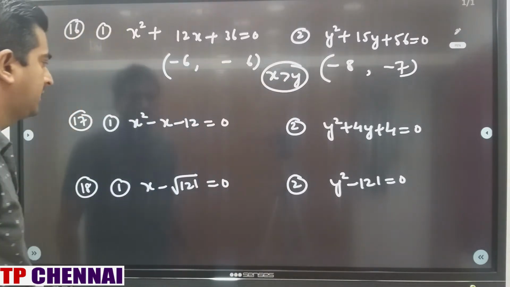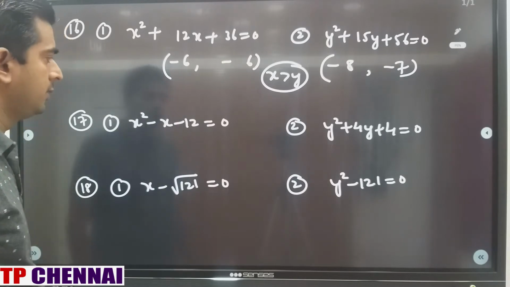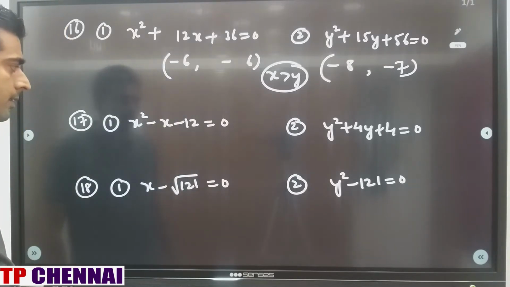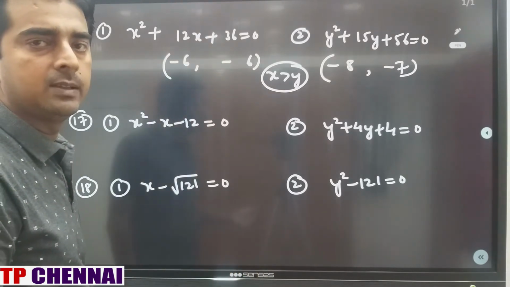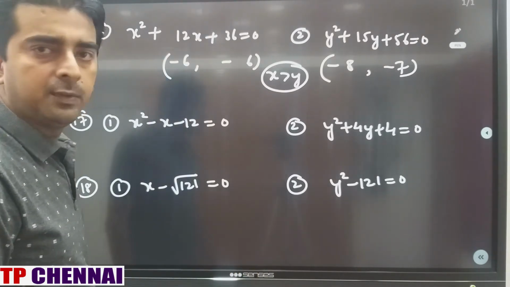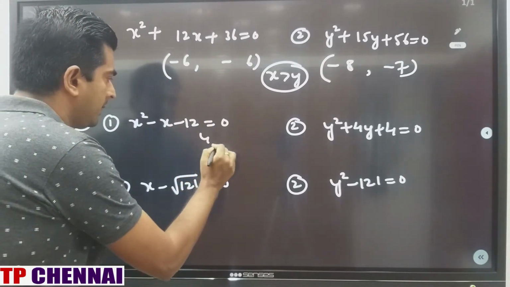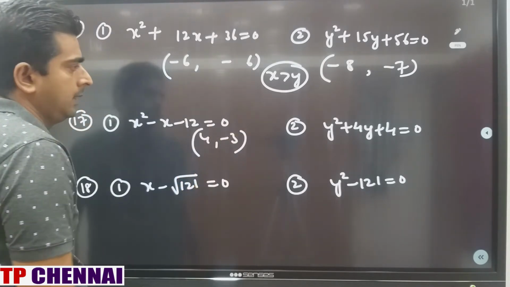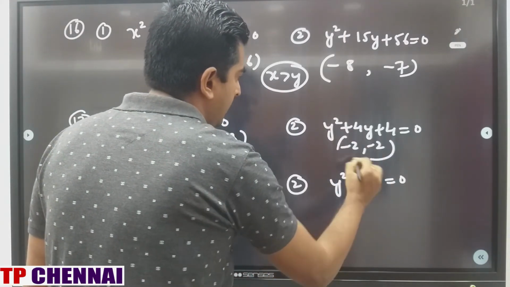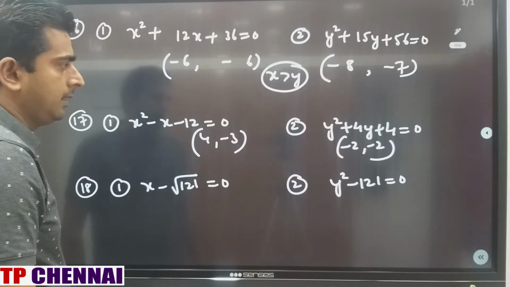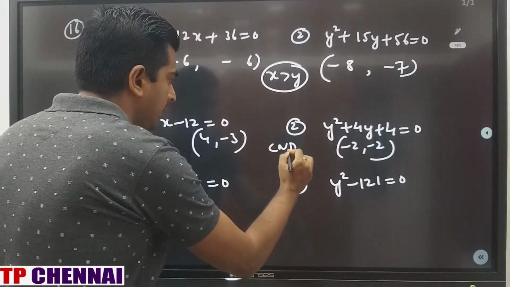Next one, x square minus x minus 12 is equal to 0, y square plus 4y plus 4 is equal to 0. So here it should be minus 12, when you multiply, when you add it should be minus 1. So what is the answer? Minus 4 3, right? Minus 4 3, or I can say 4 and minus 3. This is minus 2 and minus 2. Compare x greater, y greater. So my answer is C and D.